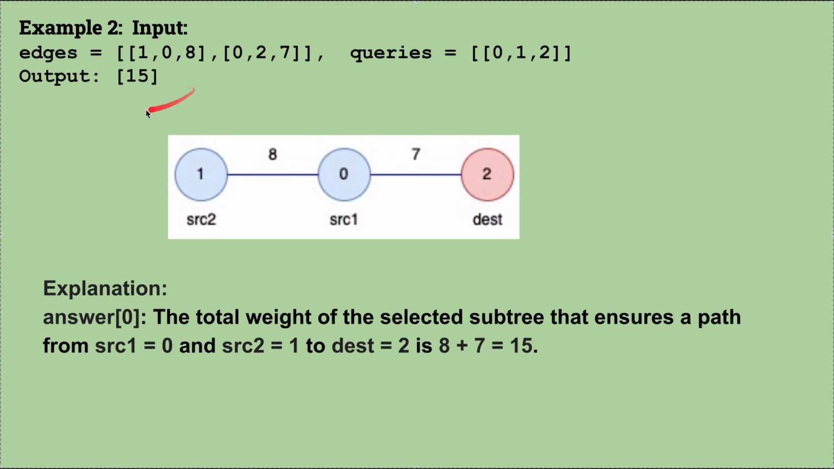So it is saying why we are getting 15, because if you talk about source 1 is 0, source 2 is, let's suppose, 1, right? So this is source 1 and this is source 2 and this is the destination, which is 2, right? So if we do the plus, this is 8 and this is 7, right? If we do the plus, it is coming 15. We have to return 15.